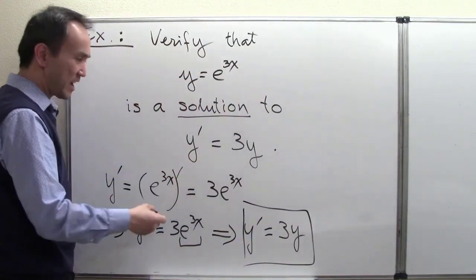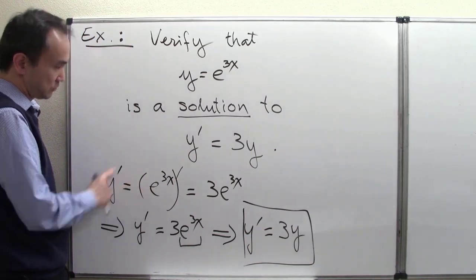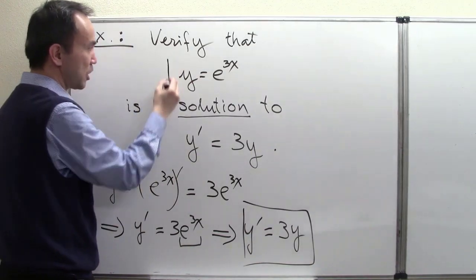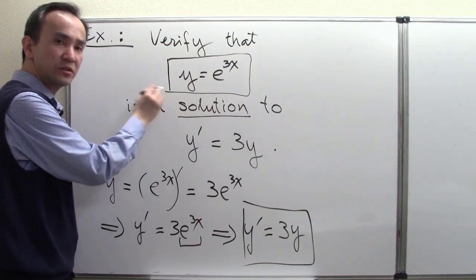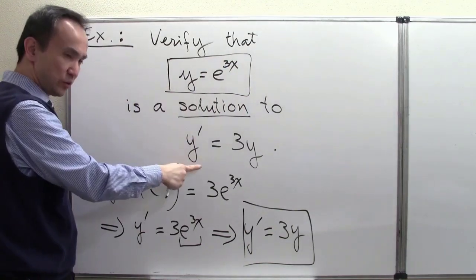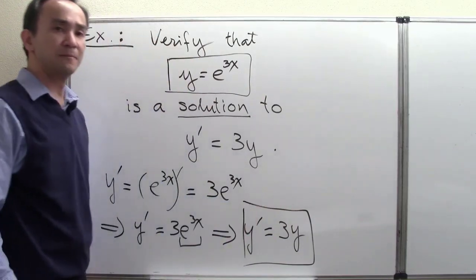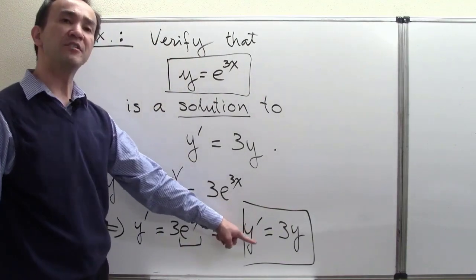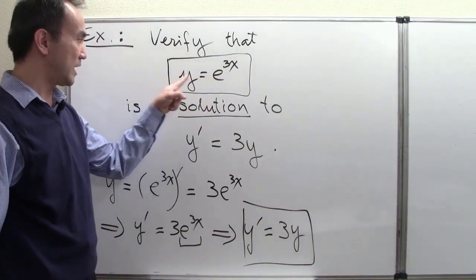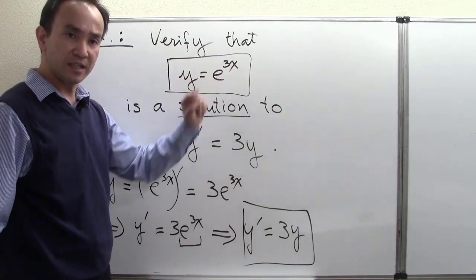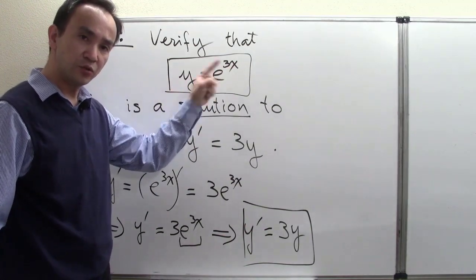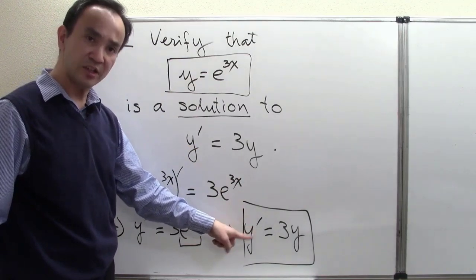And that means what? We have just now verified that with this known function y equals e to the 3x, substituting that into the equation, we have this equality satisfied or maintained. So that means what? It's now verified that y equals e to the 3x right here is a solution.